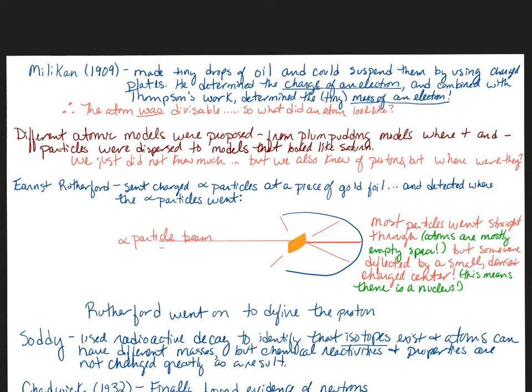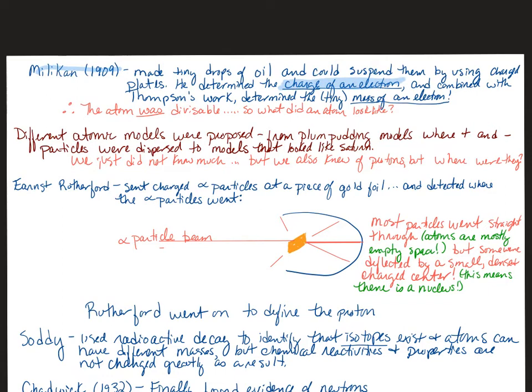Millikan in 1909 came along and he made an oil droplet experiment. So what he kind of did is he sprayed, sort of like a perfume bottle, into this tube of something that he can look at. And he suspended these tiny oil droplets by using charged plates. And what that actually ended up determining was the charge of an electron.